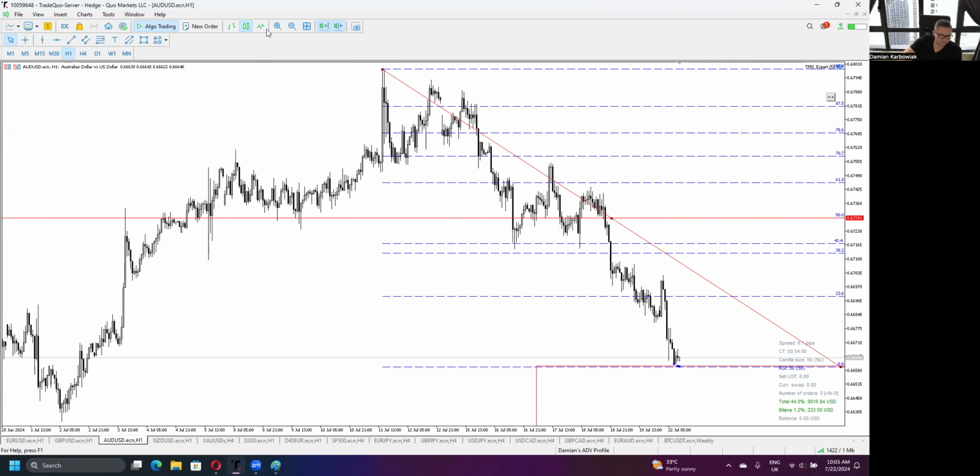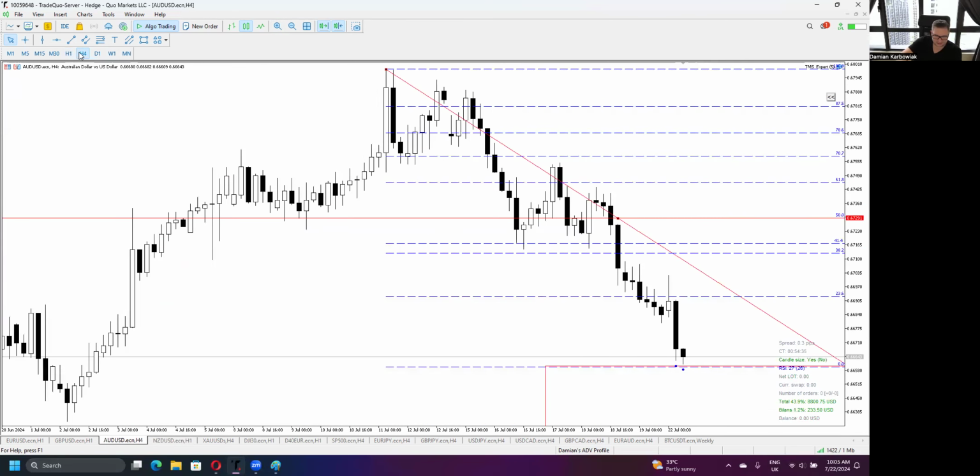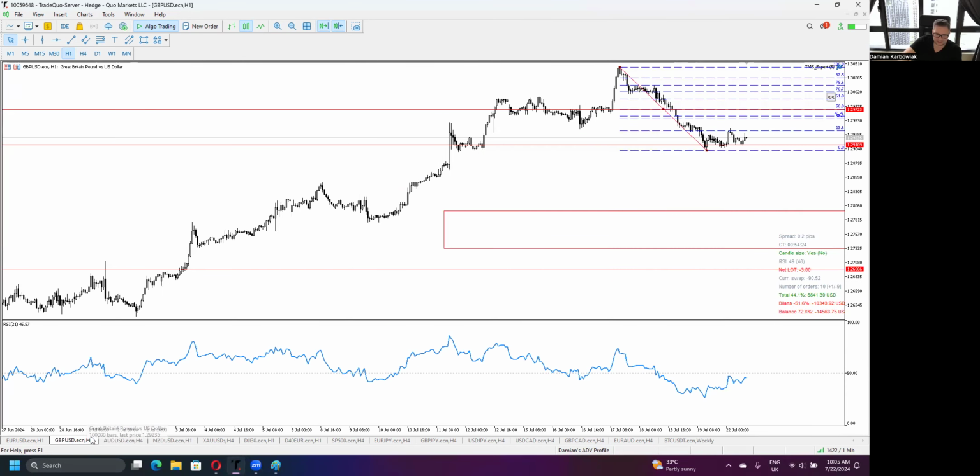AUD NZD, there is no candle formation yet. There is no candle formation on H4. Maybe after the hour, we will see some H4 candle formation. Right now, it's not ready to play.